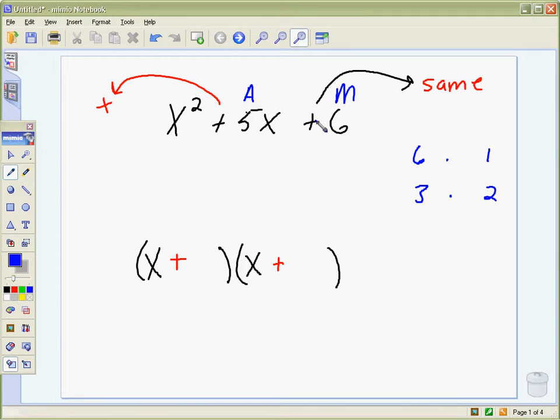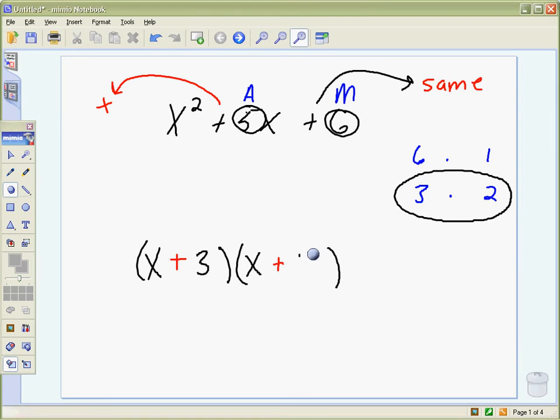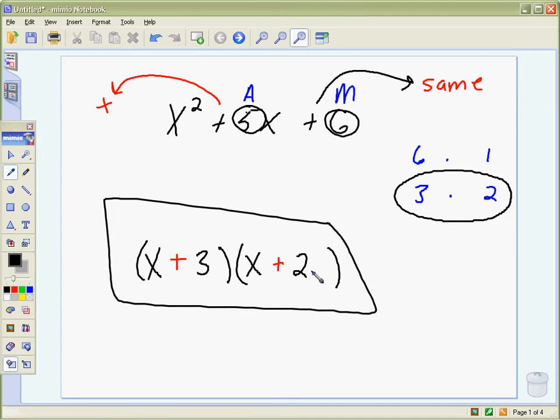Since both of my signs are going to be the same and they're both positive, which one of these pairs adds to get me 5? I know that they both multiply to get 6, but which ones add to get 5? And it's the 3 and the 2, because 3 plus 2 is 5, and 3 times 2 is 6. So your answer is x plus 3, x plus 2. That's it. Let's try another one just like that.